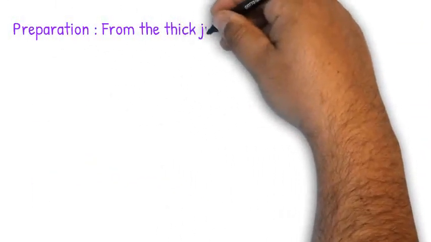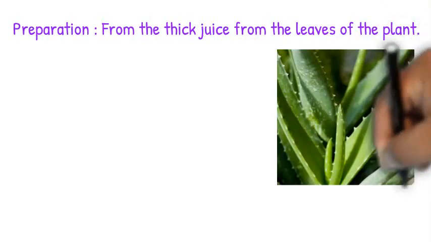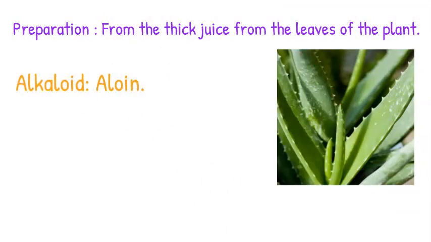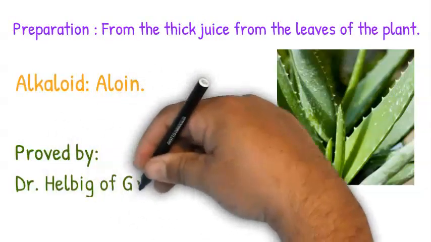The mother tincture for this medicine is prepared from the thick juice from the leaves of the plant. The alkaloid is aloin and the medicine was proved by Dr. Helbig of Germany in 1833.